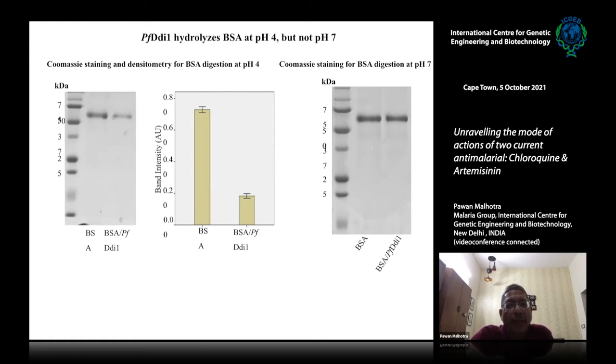Since we were able to get this protein in a purified recombinant form, we were able to show activity for the peptide substrate. Then we started with BSA, and we could see that this protease is active for BSA also, but at pH 5.4, not at pH 7. And I must tell you here that similarly, the Leishmania protein has also been purified and characterized, and this data has also shown similar activity in the case of Leishmania. So we were sure that this protein has activity.